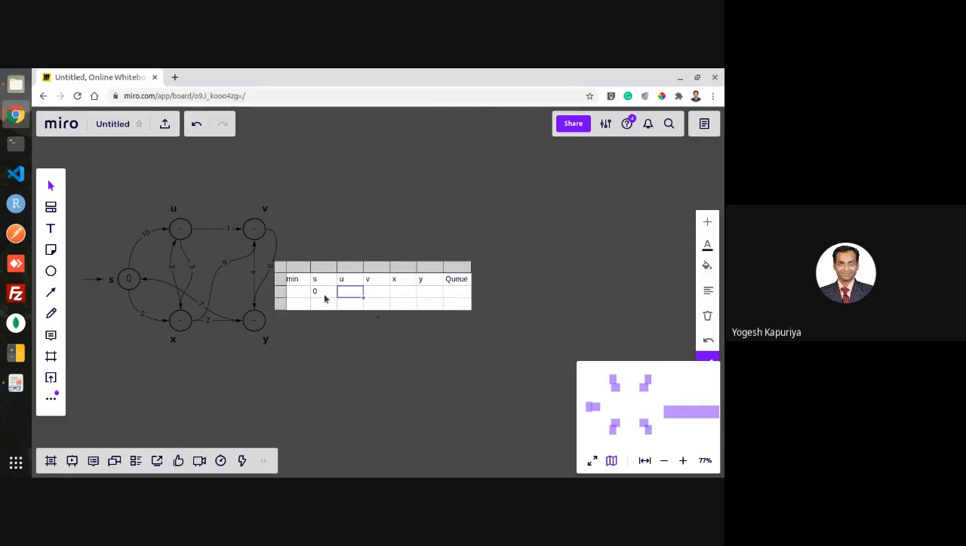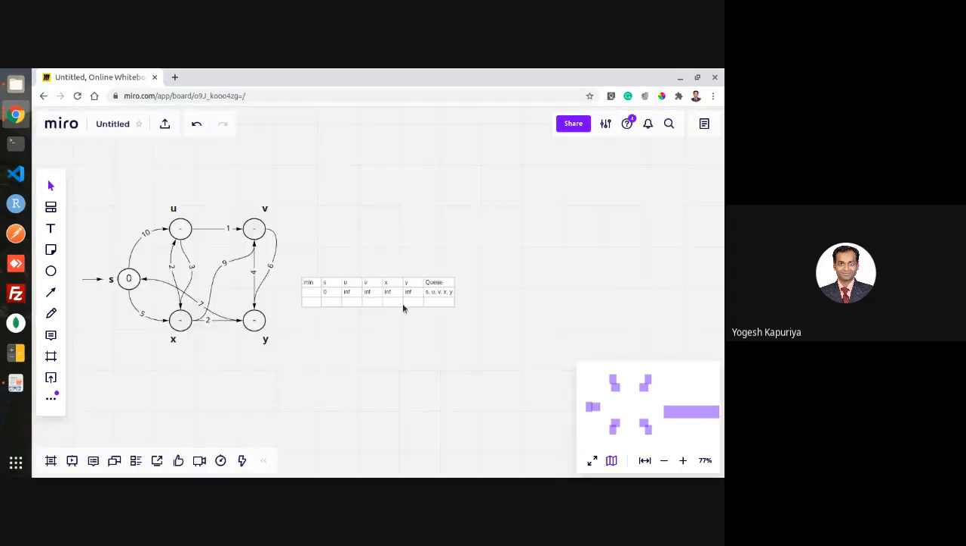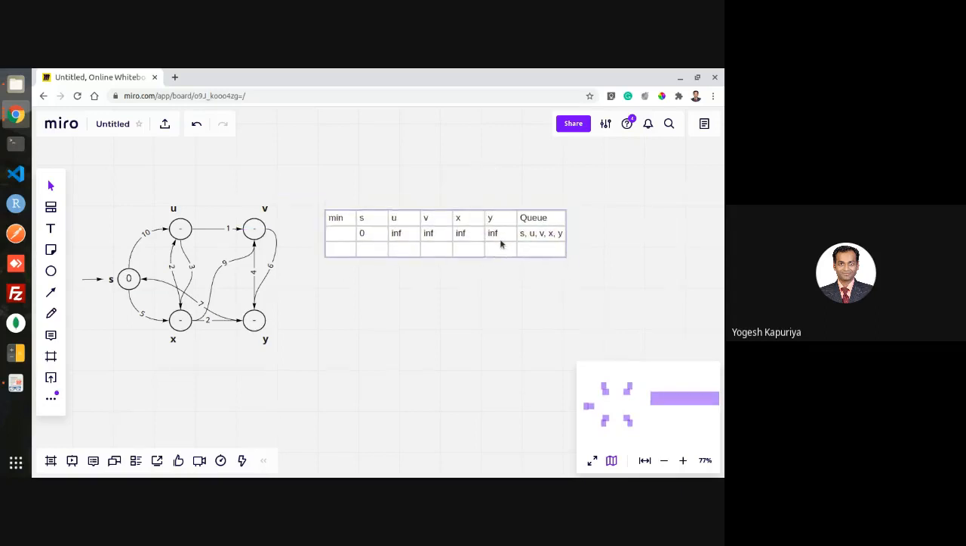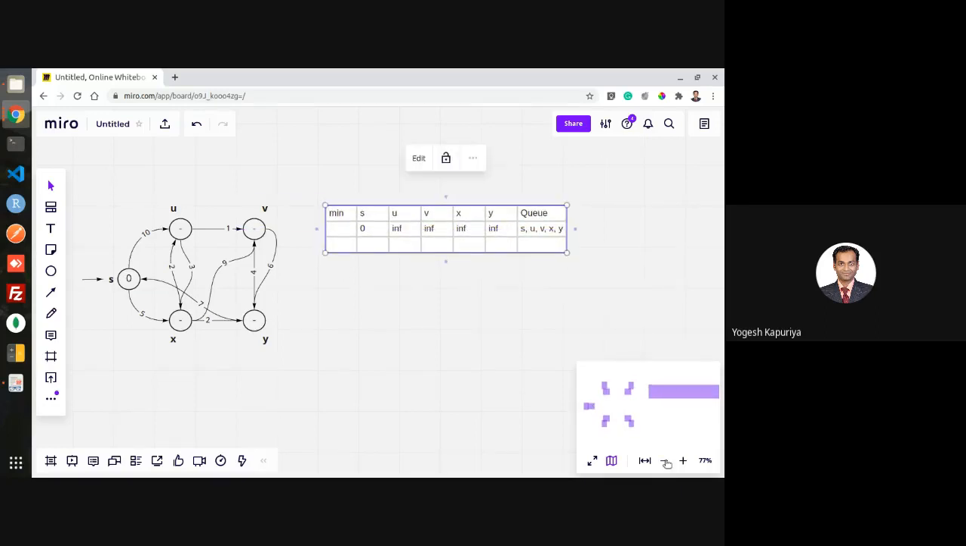Initially, the distance of S to S is 0. This is infinity, infinity, infinity, infinity. And my Q contains all the vertices: S, U, V, X, Y. Right? So this is my initialization, similar to Prim's approach.